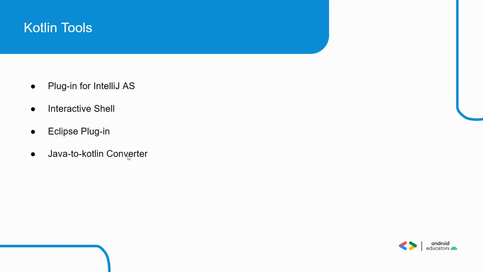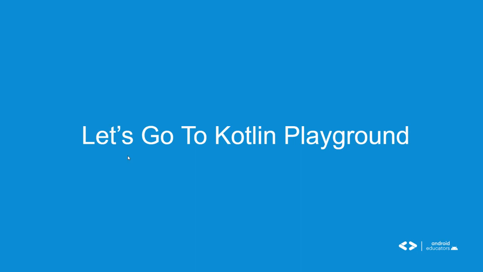There are a lot of small plugins installed in your Android Studio that help you write better Kotlin code. Sometimes when you write a function that can easily be written in a single line with an equals sign, the compiler will give you that hint: oh, hey, you can convert it to a single line. So there are so many plugins that you get in Android Studio itself. That's the beauty of using Kotlin as a language. Now you can go to the Kotlin playground and play with the language.